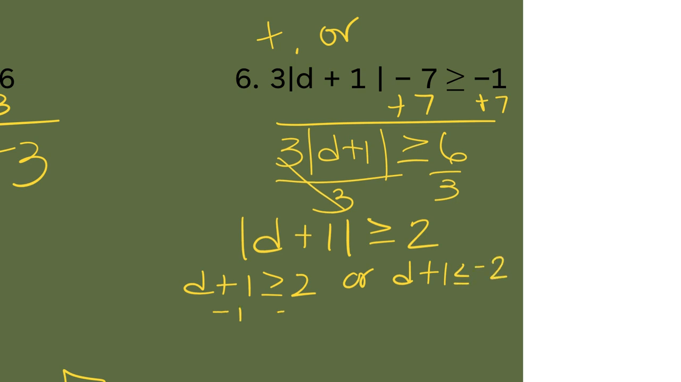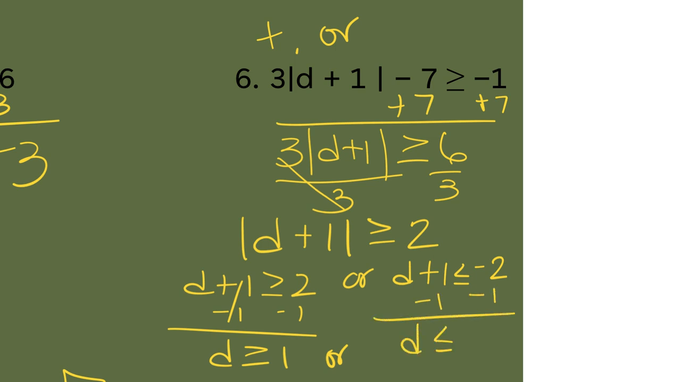So I'm going to work it out. I'm going to have minus 1 on both sides. D is greater than or equal to what's 2 minus 1? 1. Or D is less than or equal to, what's negative 2 minus 1? Negative 3.